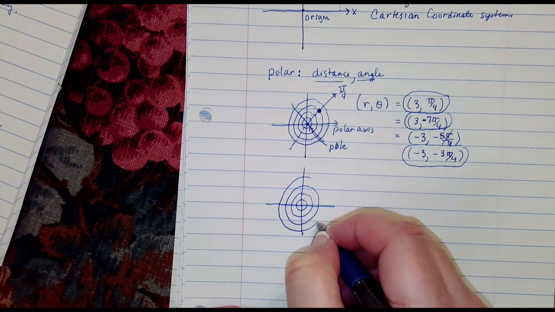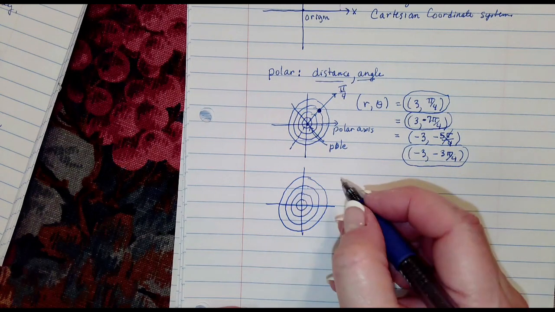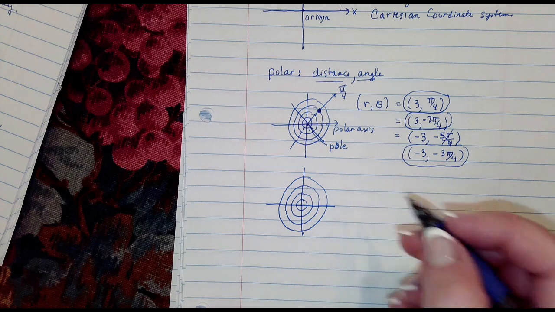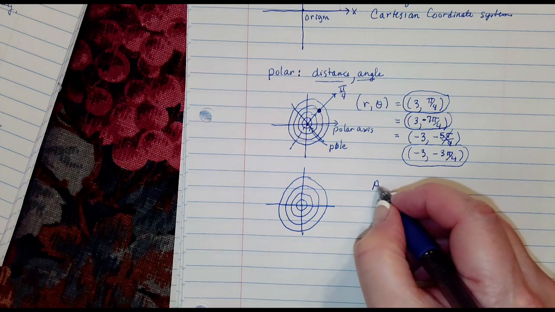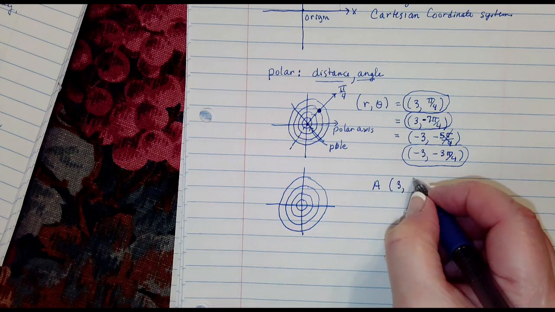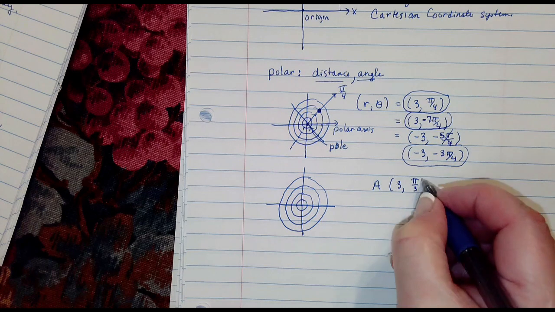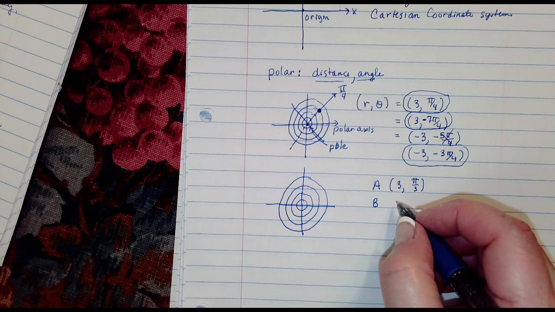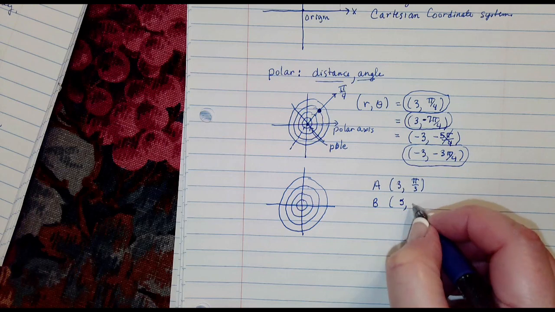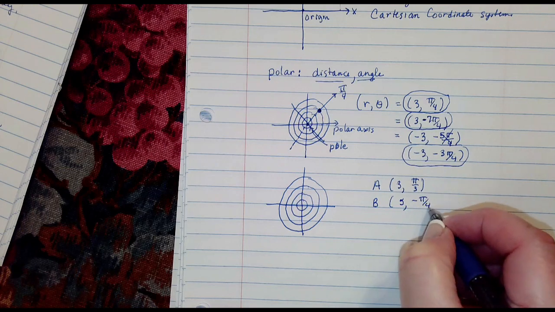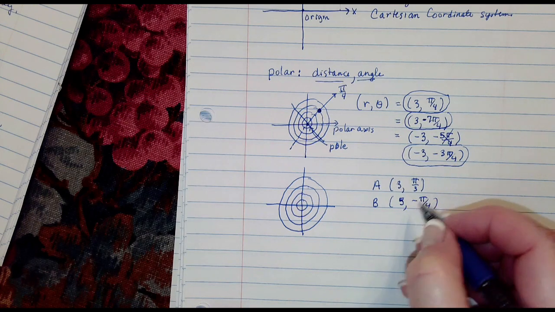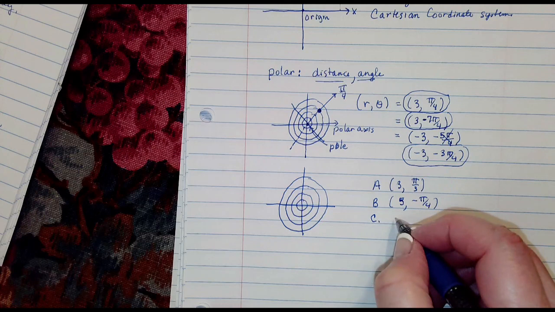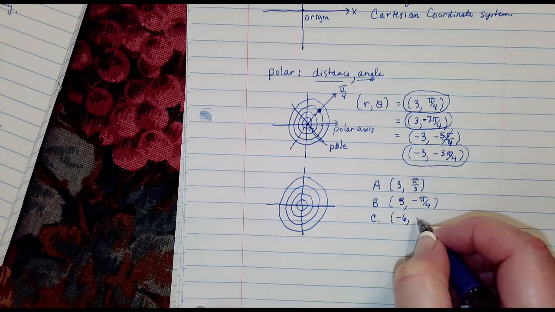So we're going to do a little bit of a practice now. We're going to practice putting in some of the values. So point A is going to be 3 comma pi over 3. B is going to be 5 comma negative pi over 4. C is going to be negative 6, 5 pi over 6.